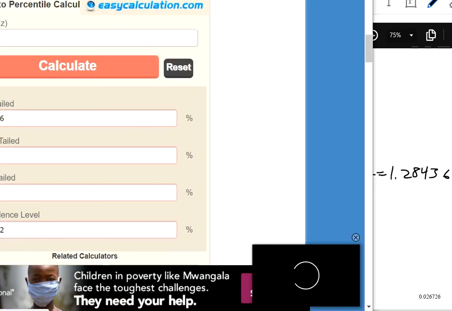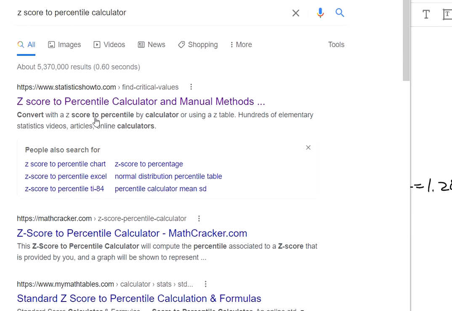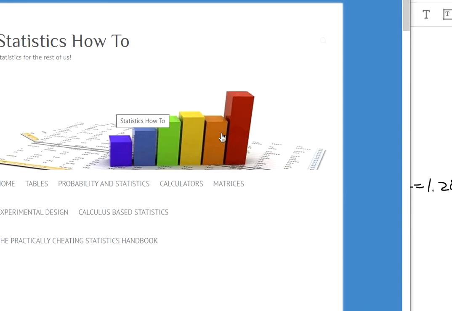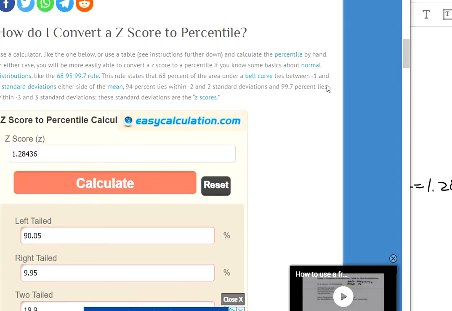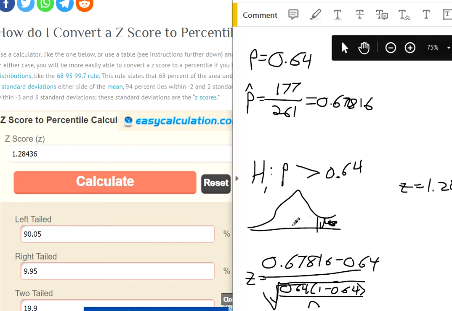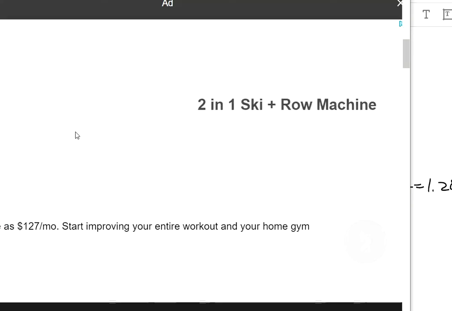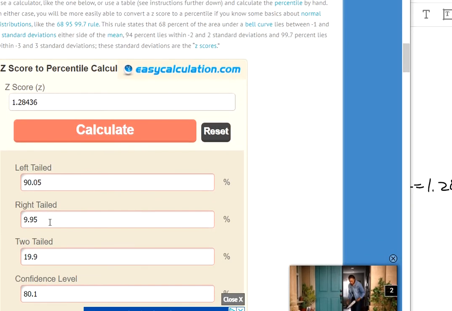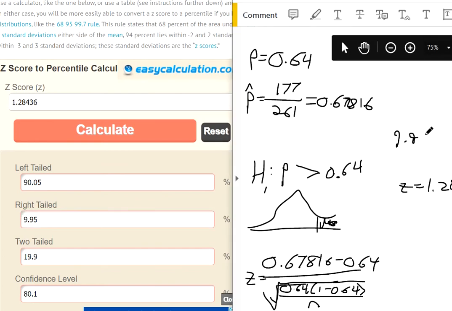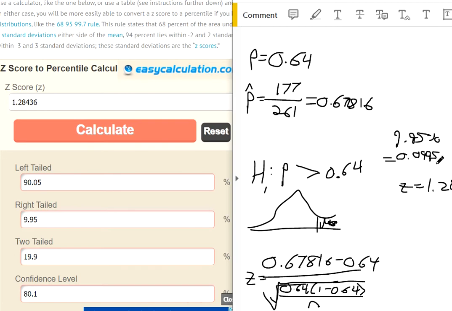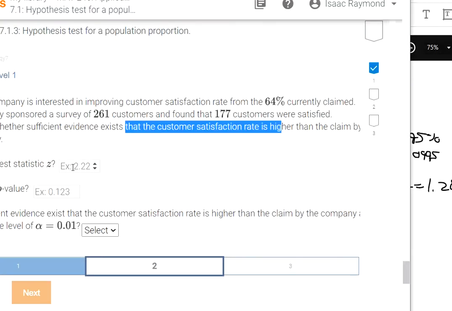If you just Google search z-score to percentile calculator, take the first one that comes up, then you can type in the z-score you've got to convert it to help you find a p-value. Remember, the direction of the hypothesis matters: whether it was left-tailed, right-tailed, or two-tailed. We had a right-tailed test because we were testing whether the proportion was greater than 0.64. Whoa, I clicked some ad. So our right tail is 9.95%. As a decimal, it's 0.0995.